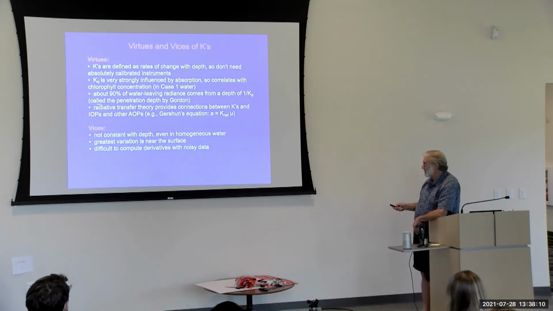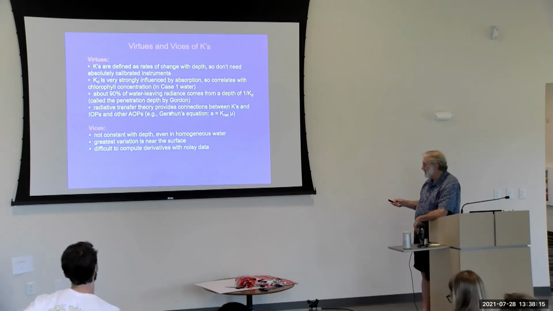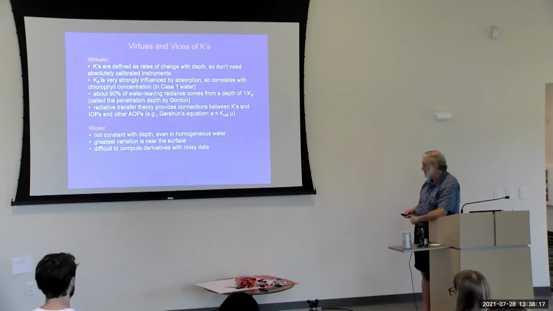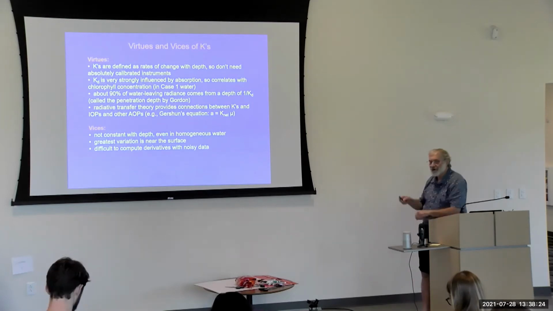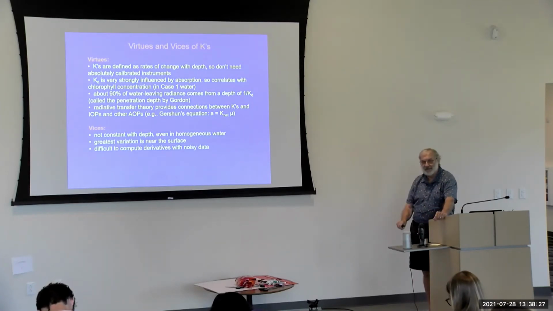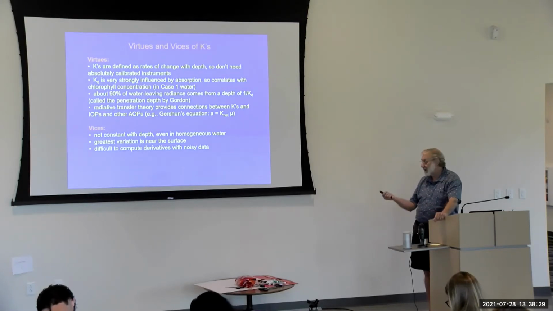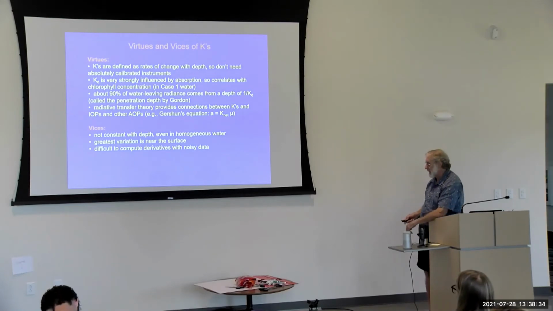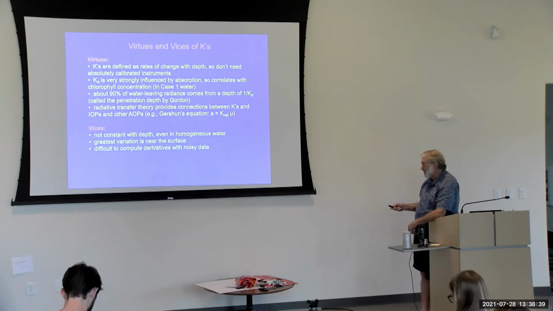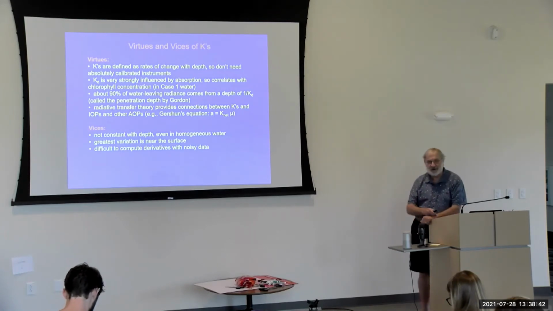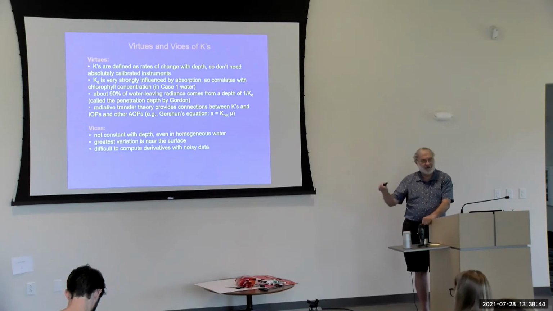And then there's relations between various Ks and reflectances and so forth. We'll see one of these tomorrow in Gerson's equation. What's not good about them is that they're never constant with depth, even in homogeneous water. So the IOPs can be independent of depth, but the AOPs or K functions will always depend on depth, at least near the surface, and their greatest variation is near the surface. And we're computing a derivative, and it's always hard to compute derivatives when you have noisy data.